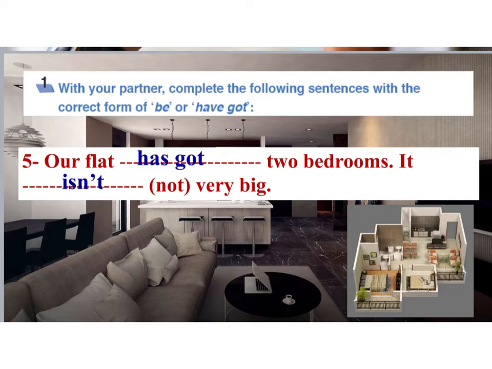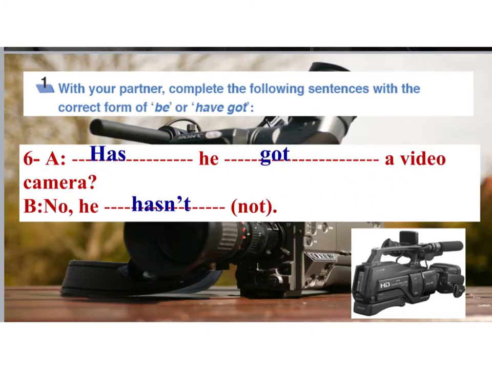Yes, I have. 5. Our flat has got 2 bedrooms. It isn't very big. 6. Has he got a video camera? No, he hasn't. By this we come to the end of exercise 1 on page 23.